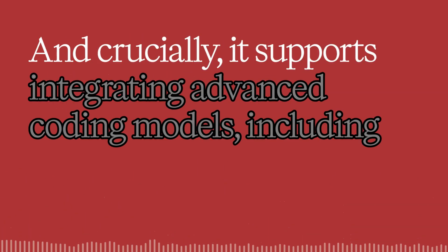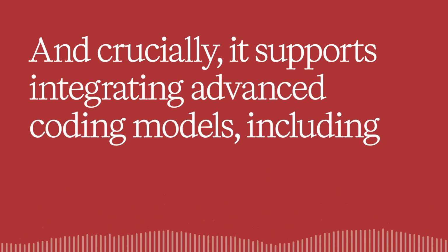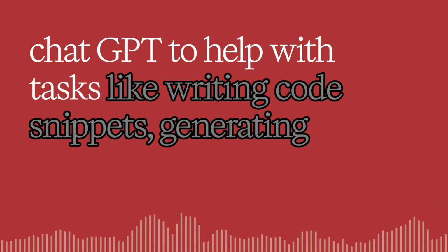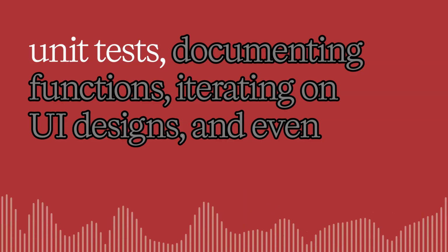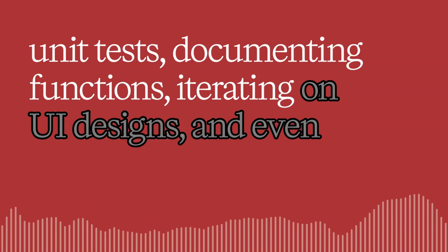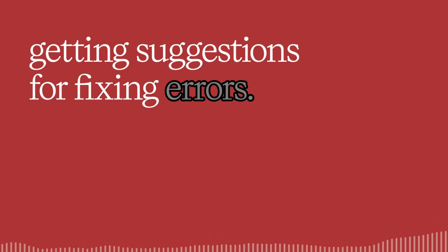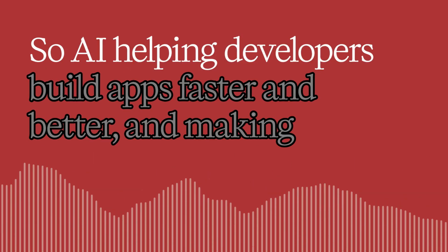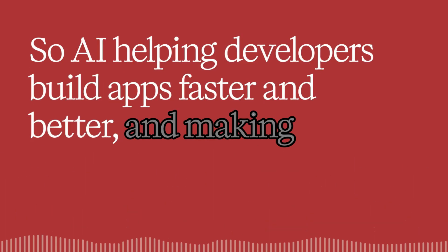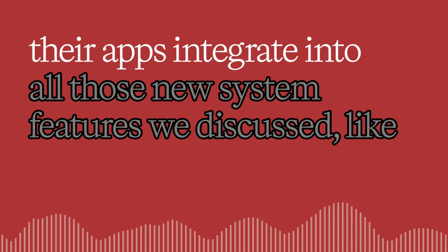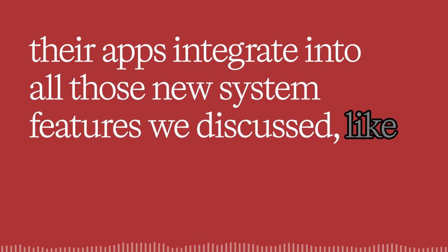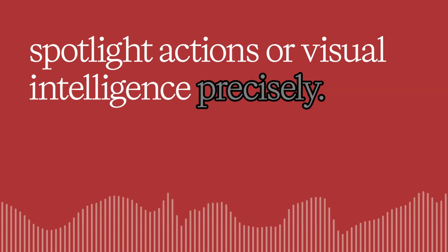Swift Assist now lets developers interact with their code using natural language right inside Xcode. And crucially, it supports integrating advanced coding models, including ChatGPT, to help with tasks like writing code snippets, generating unit tests, documenting functions, iterating on UI designs, and even getting suggestions for fixing errors. So AI helping developers build apps faster and better, and making their apps integrate into all those new system features we discussed, like Spotlight Actions or Visual Intelligence.